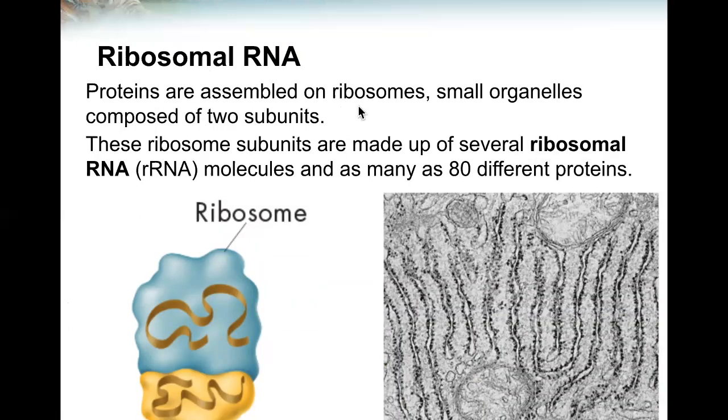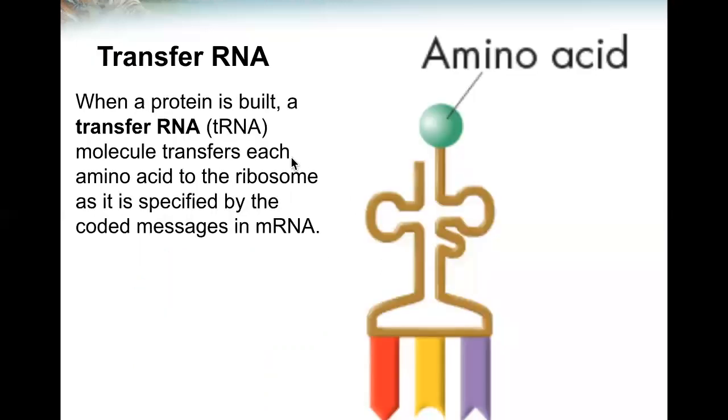Proteins are assembled in ribosomes, small organelles composed of 2 subunits. These ribosome subunits are made up of several ribosomal RNA, rRNA molecules, and as many as 80 different proteins. When a protein is built, a transfer RNA, tRNA molecule transfers each amino acid to the ribosome as it's specified by the coded messages in mRNA. It's a bit of a package with 3 bases.